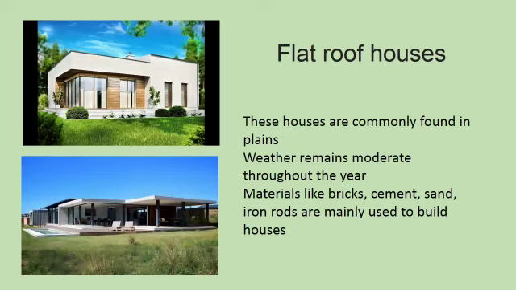Let us discuss a few types of houses. To start with, flat roof houses. Such houses are commonly found in the plains. Like we all are living in plain areas, we can find such houses around us. Weather remains moderate throughout the year where these houses are built. Like we are facing neither too much rainfall nor too hot a sun throughout the year. Our temperature remains moderate.